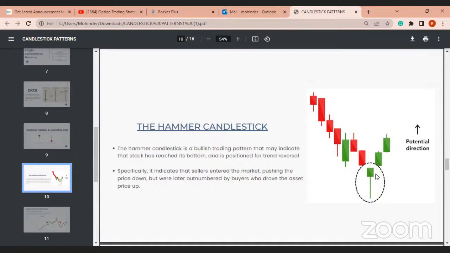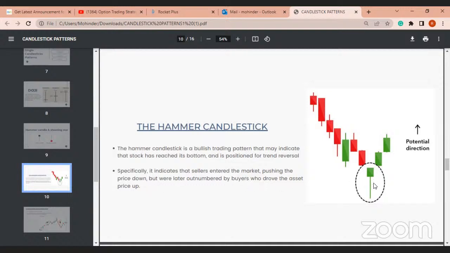So this hammer, if the hammer is formed almost at the end of a downtrend, it indicates that there is pressure from the buyers. So the market might even go up. And then you can clearly see that after the formation of a hammer candle, the market started moving up from here. The second point specifically indicates that sellers entered the market, pushing the price down. Just the point that we said. They pushed the market down to this zone, but were later outnumbered by buyers who drove the asset price up.